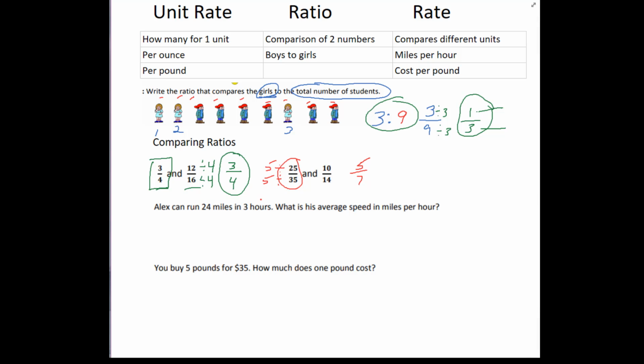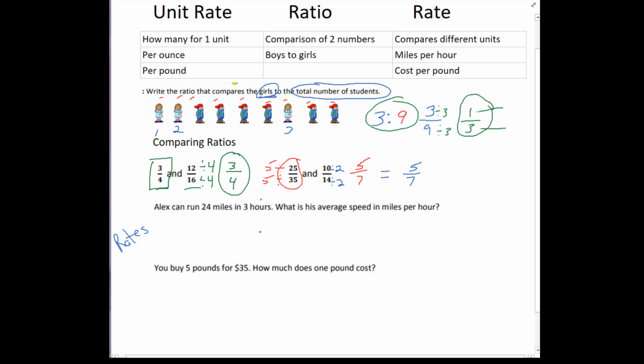Now let's try the other one. We have 10 divided by 14. So let's see. Let's try 2. So if we divide these each by 2, 10 divided by 2 gives us 5. 14 divided by 2 gives us 7. And there you go. These are equivalent. So they are the same. So each of these reduces to 5/7, which means they are the same ratio. Okay? So now let's look at rates.